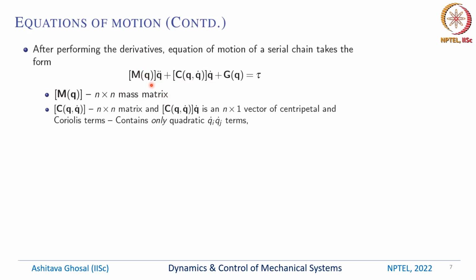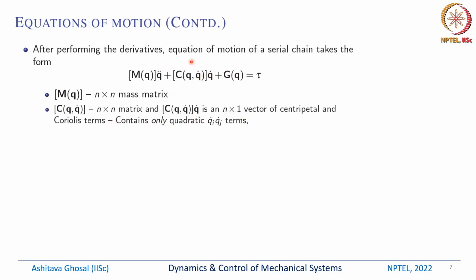We have seen this earlier also, that we get something called the mass matrix M(q). This mass matrix is only a function of the generalized coordinates q. It's an n by n matrix. q double dot is n by 1, and then we have another term, C(q, q dot) times q dot, plus G(q), equals tau. C(q, q dot) is also an n by n matrix, and this matrix times q dot is an n by 1 vector of centripetal and Coriolis terms.